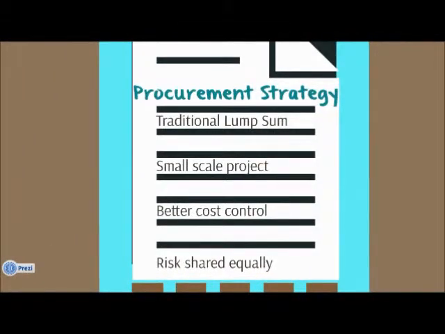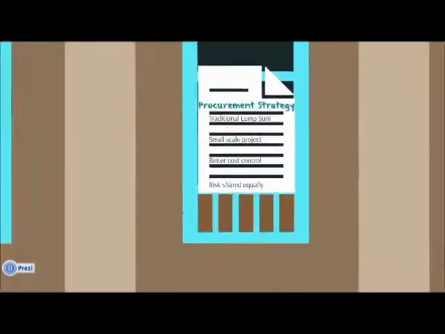For the procurement strategy, we are now using the traditional lump sum because this is a small scale project and the design can be confirmed at a very early stage. Using the traditional lump sum, better cost control can be ensured and the risk is shared equally between the contractor and the client.